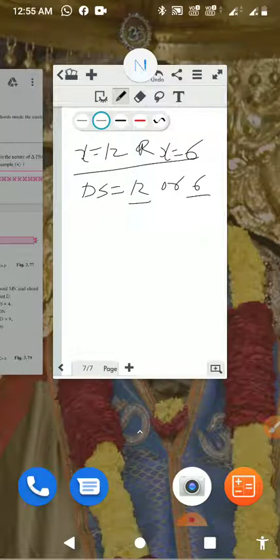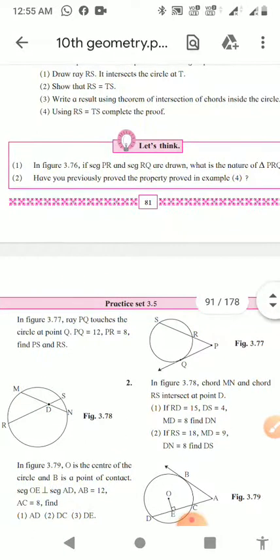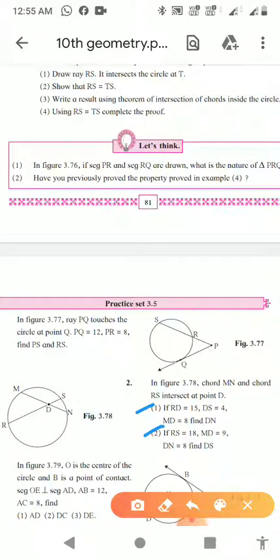Because RS is RD plus DS, and the total RS is 18, if DS is 12, we can write RD as 6, and similarly if DS is 6, I can write RD as 12. In this way you can calculate the answers of both questions. Very easy, we just have to write it carefully. We have to use the theorem of internal division of chords and we will get our answer.